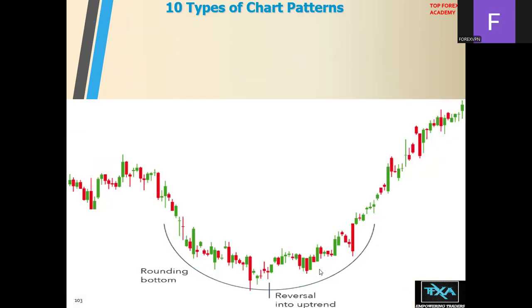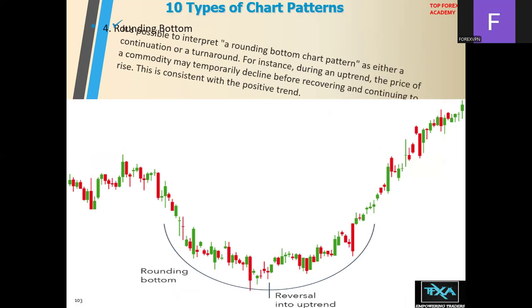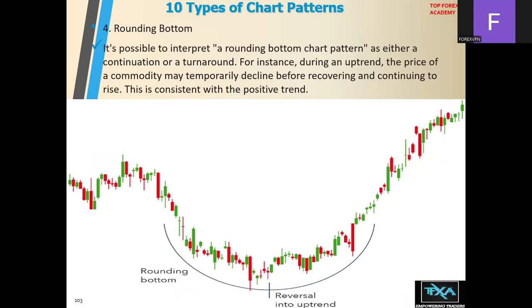Now, this is a what? A round bottom. You can see the round bottom here. It is possible to interpret a round bottom chart pattern as either a continuation or a turnaround. For instance, during an uptrend, the price of the commodity temporarily declines before recovering and continuing to rise. This is consistent with the bullish uptrend.